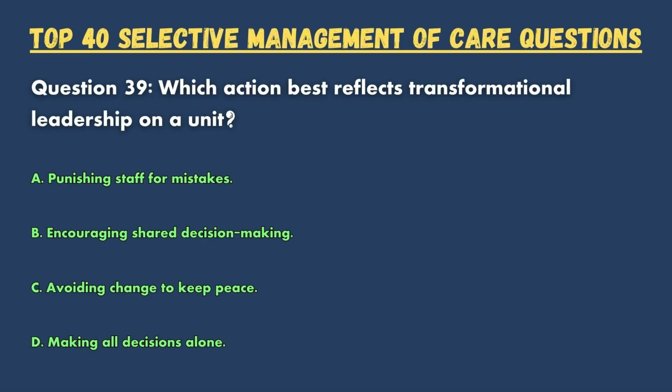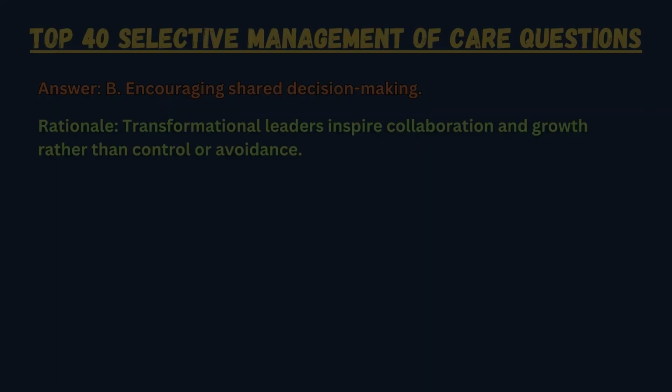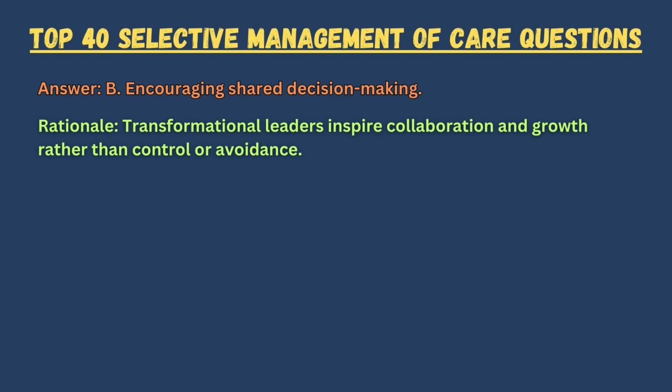Question 39. Which action best reflects transformational leadership on a unit? A. Punishing staff for mistakes. B. Encouraging shared decision-making. C. Avoiding change to keep peace. D. Making all decisions alone. Answer: B. Encouraging shared decision-making. Rationale: transformational leaders inspire collaboration and growth rather than control or avoidance.